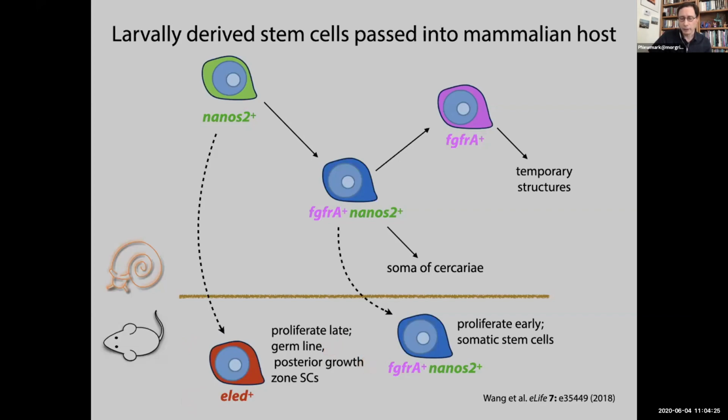I didn't emphasize this enough, but the growth that the parasite undergoes after reaching its mammalian niche is basically allometric. It's a massive posterior growth, and there appears to be a transitory population of stem cells that are derived from these LED cells that contribute to that. All right.